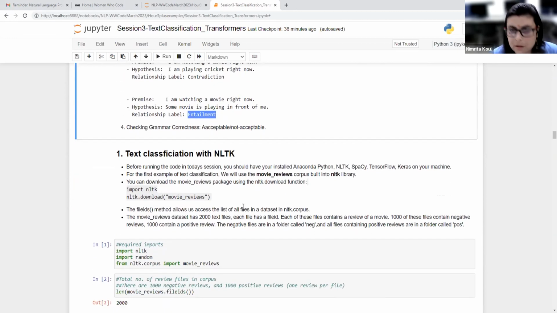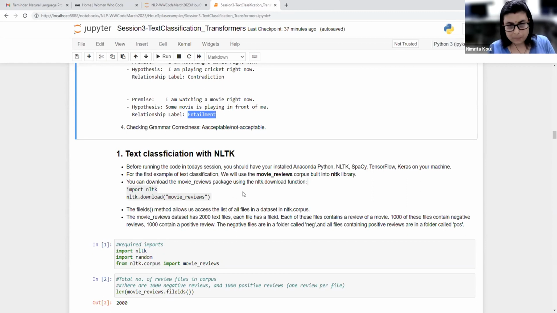All right, so we're getting started with coding. We will first see how to do text classification with NLTK library's built-in functionality. Then we'll see how to do it with the sklearn library and the classifier built into it. Then we'll see how to do it with Keras.